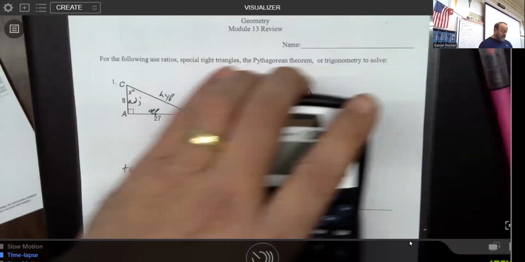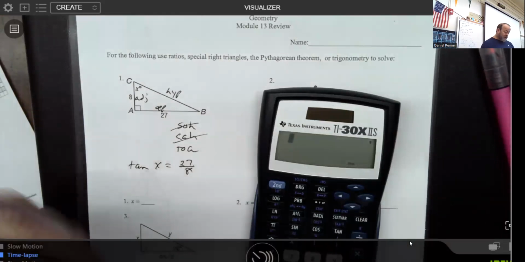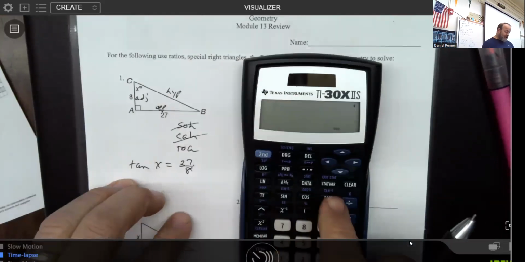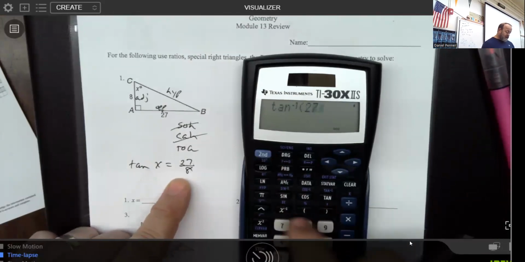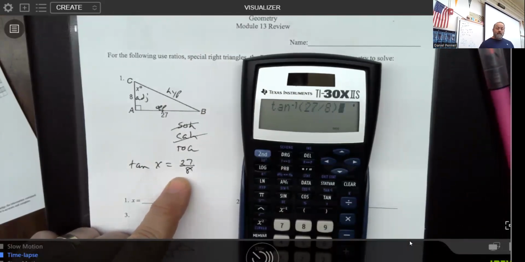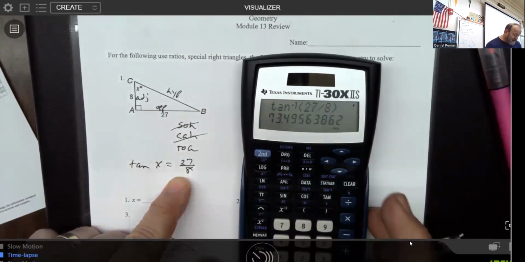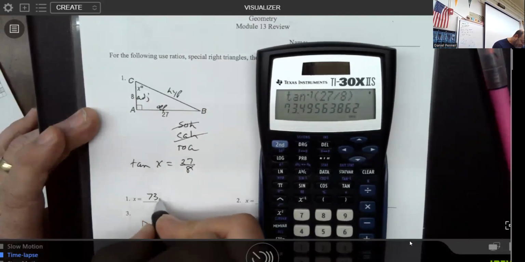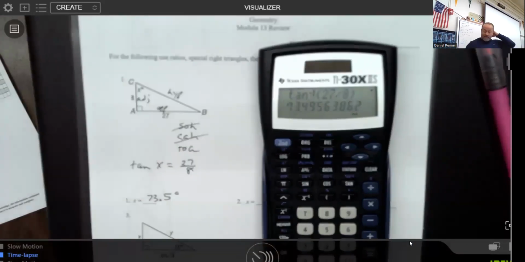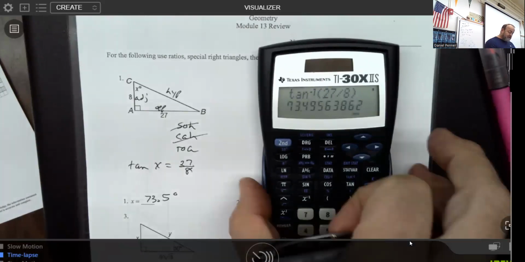Well, this is one of those problems where I'm looking for the angle. So instead of hitting the tangent, I have to hit second tangent. And I'm going to ask it, hey, calculator, what is it that when the tangent is 27/8, and the calculator says it's 73.5 degrees? And we're done with that problem. Awesome. Now let's move over to here.